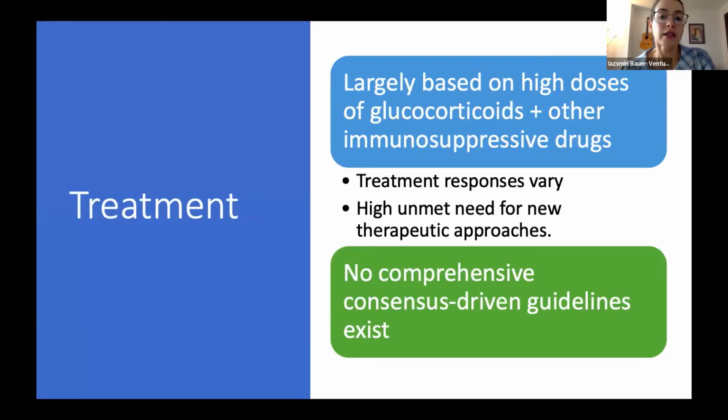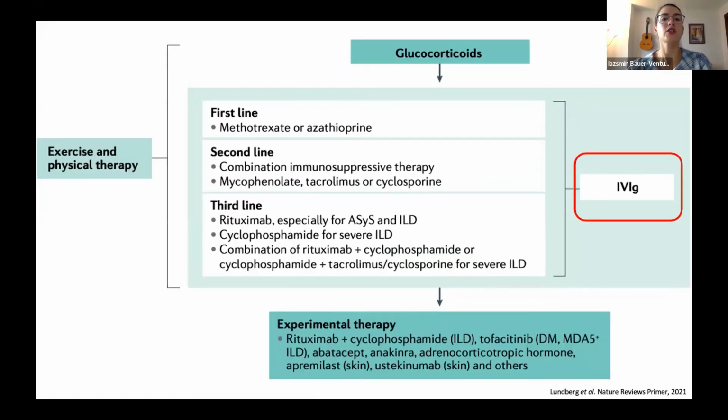All right, a few words about treatment. We don't have guidelines. Okay, we don't have guidelines. A lot of what we talk about for treatment, including what we're talking about today, is based on experts' opinion, and there's a huge unmet need for new therapeutic approaches. Most of the treatments rely on high-dose glucocorticoids plus some type of immunosuppressive medication. So I just want to mention here, this is the usual framework.